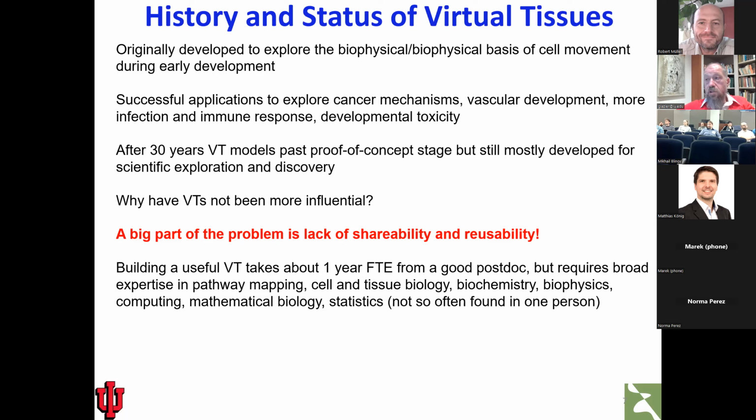Building a useful virtual tissue model from scratch these days really takes about a year for a good postdoc, and it requires people who have a very broad range of expertise that's not so easily found. You need people who understand biology in a pretty deep way, in a variety of scales. You need somebody who has pretty decent physics knowledge, computing and mathematical biology knowledge. It's not easy to find people who can do all of that at once.